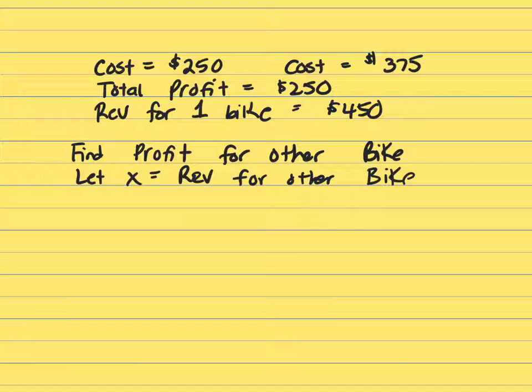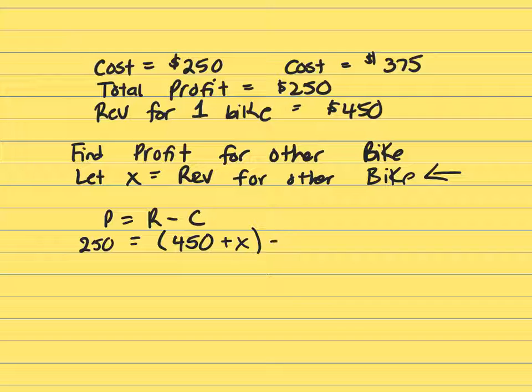All right, so we know that profit equals revenue minus cost. So let's look at total profit equals total revenue minus total cost. So total profit is $250, and total revenue for one bike is $450. I'm going to let the revenue for the other bike be X, minus total cost, which is $250 plus $375.